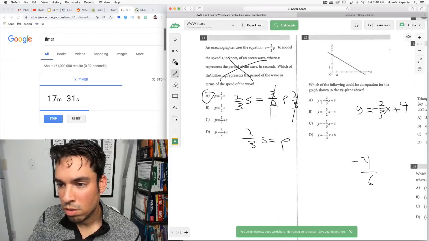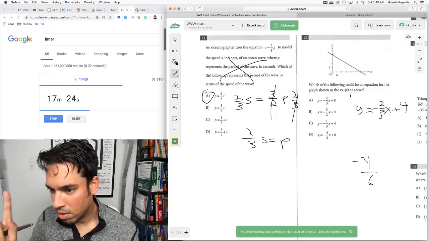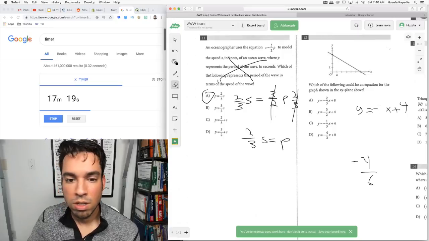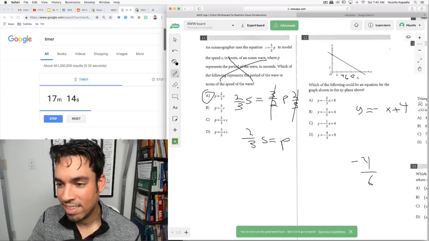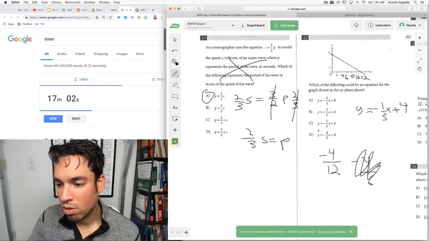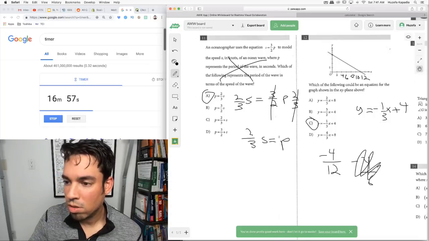What? Hold on. The graph. Wait a minute. Oh, my God. You see? They got me. Check this out. The numbering is different. So 2, 4, 6, 8, 10, 12. Thank God they didn't have that answer because I would have gotten it wrong. That's really bad. So it's down 4 over 12. Negative 4 over 12, which reduces to negative 1/3. Negative 1/3 x plus 4. Whew, that was close.